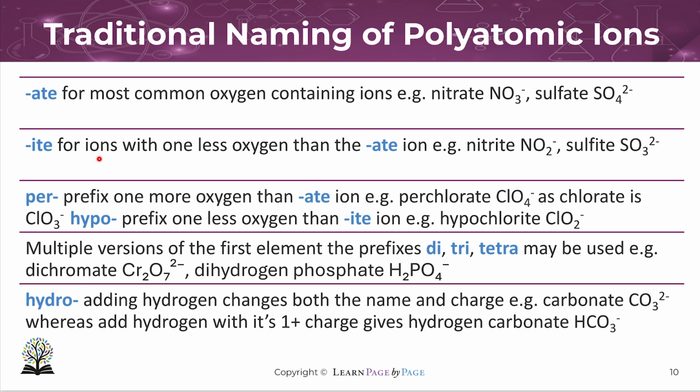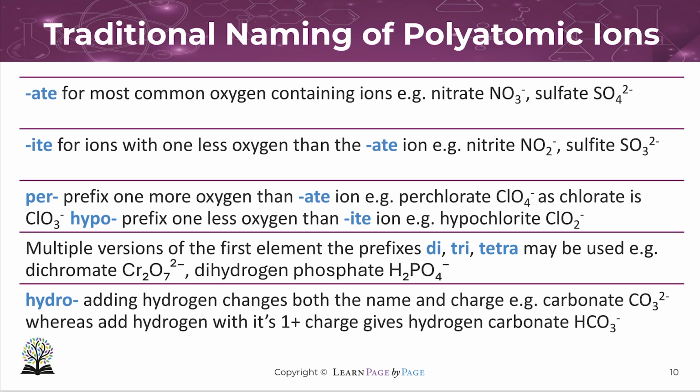ITE, that is for oxygen containing ions with 1 less oxygen than the ATE ion. So the ATE ion was the common form, but 1 less will end in ITE. So instead of nitrate with NO3 1-, it becomes nitrite, NO2 1-, and sulfite is SO3 2-, whereas the common one was sulfate, SO4 2-.